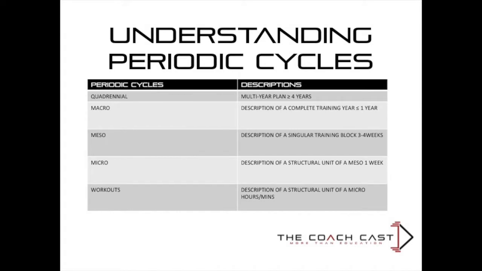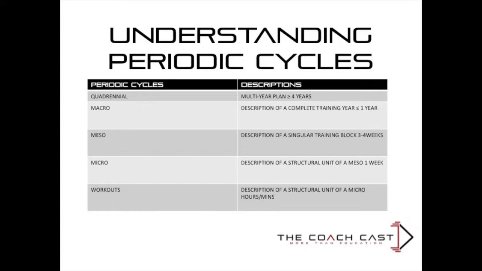Now, before we get into any of the meaty stuff, it's really important that we understand some of the basic periodic cycles, because this will help us in our long-term planning and development of our athletes' programs. Some of them include quadrennial, macro, meso, micro, and workouts. I'll just run through those quickly. Quadrennial, you'll tend to use this with Olympic athletes when you have a 4-year window. It's a multi-year plan and you're looking at getting them ready for the games. You'll have that gap which you have to plan for.